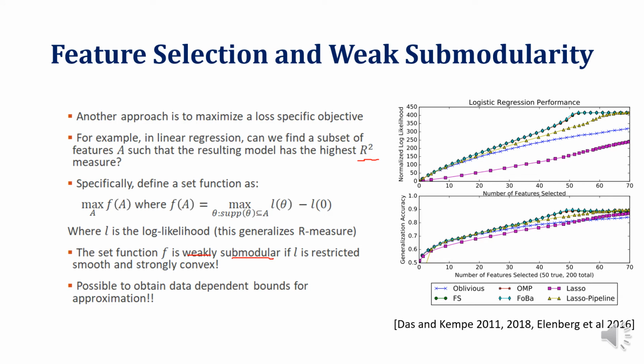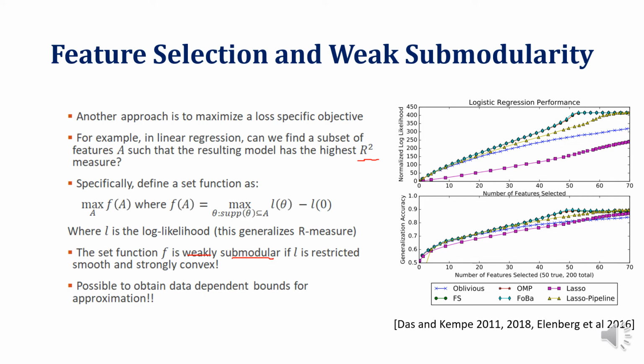Another approach is to maximize a loss-specific objective for finding the right subset of features. For example, in linear regression, can we find a subset of features A such that the resulting model has, say, the highest R-square measure? Now, R-square has been studied by Das and Kempe, and they found basically that the log likelihood, which generalizes the R-square measure, is weakly submodular if L is restricted, smooth, and strongly convex.